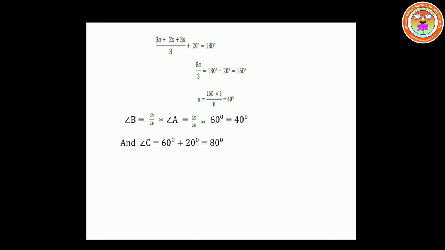Now, we have to find angle B and angle C. Angle B is nothing but 2 by 3 into angle A. So, 2 by 3 into 60. Cancelling 3 and 60: 3 one time, 60 twenty times. So, 2 into 20 becomes 40 degrees. And angle C is angle A plus 20 degrees. Angle A is 60 degrees plus 20, that becomes 80 degrees. Thus, we have found angle A, angle B and angle C, the three angles of the triangle ABC.